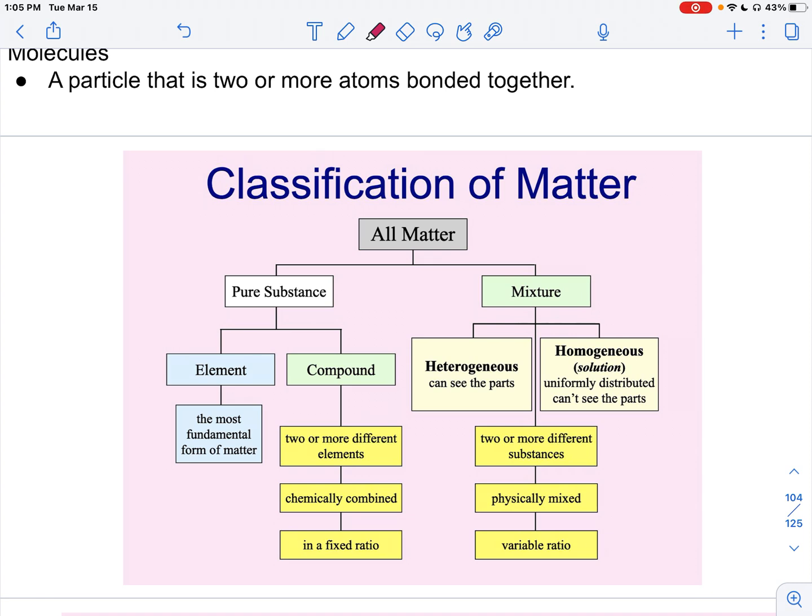Regardless of what type of mixture you have, these 3 yellow boxes on the bottom are appropriate. 2 or more different substances, physically mixed, not chemically bonded, and they can have a variable ratio, meaning that you can have more nuts than raisins in your trail mix, and the next time you make it, you can have more raisins than nuts. It doesn't matter, it's still a mixture. Compounds are chemically combined, so they are in a fixed ratio. We know that water is always H2O no matter how much of it you have. If it's not H2O, it's no longer water.